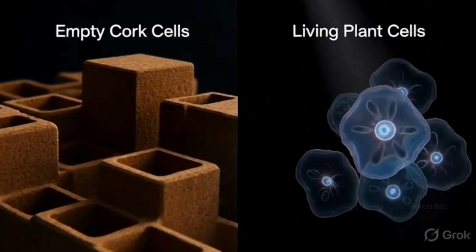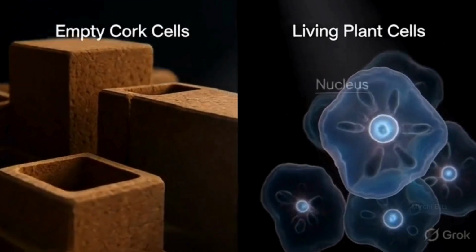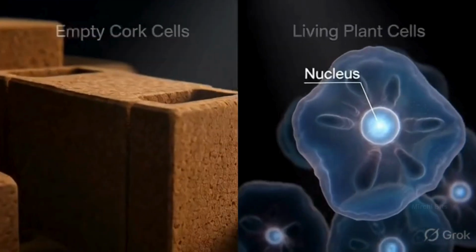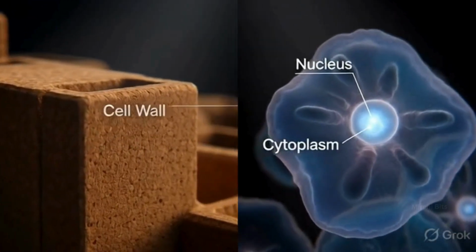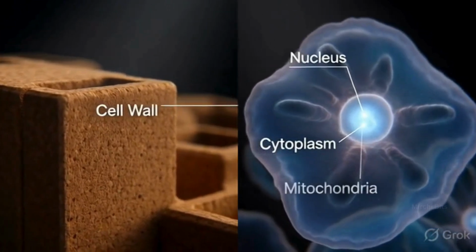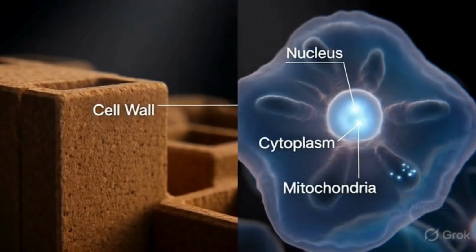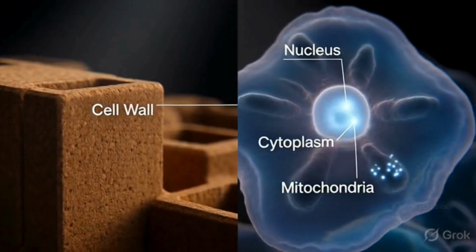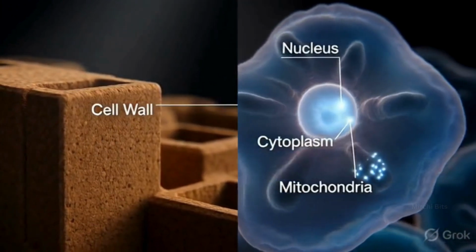Hooke observed dead cells which appeared empty, but Leeuwenhoek observed living cells containing cytoplasm and other structures. This helped scientists understand the difference between living and non-living cellular structures.